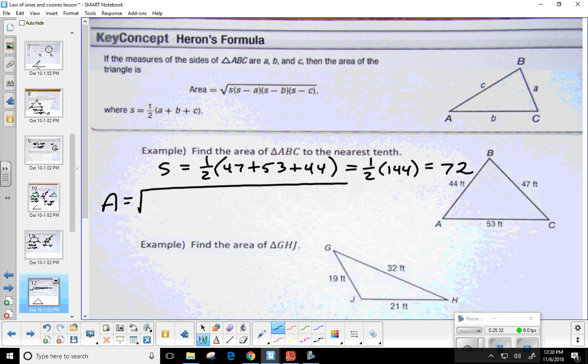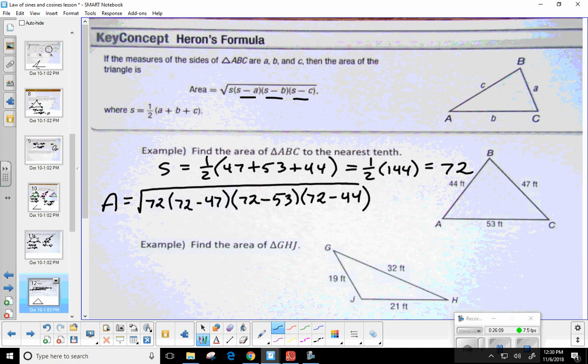So I start with S, which we just found to be 72, times, now I want S minus A. So 72 minus 47. Now S minus B. So 72 minus 53 times S minus C. So once again, 72 minus 44. And really, when you plug it in, does the order matter? No, because multiplication is commutative, so don't ever think that's going to make a difference.